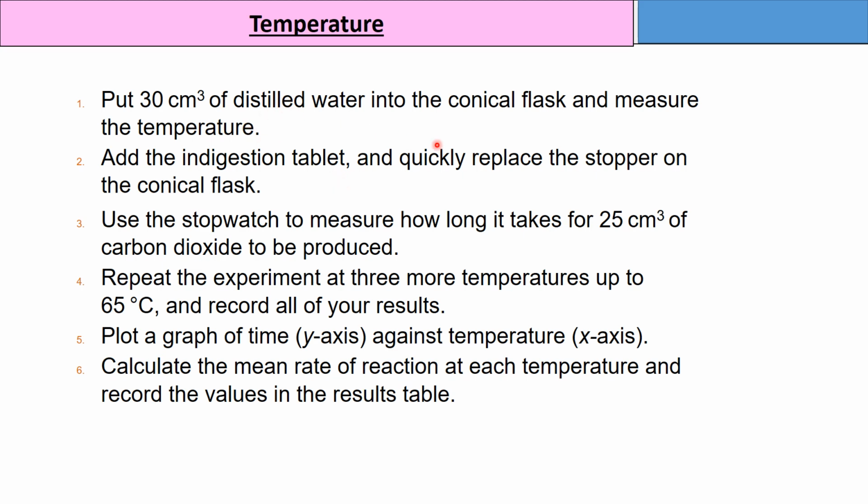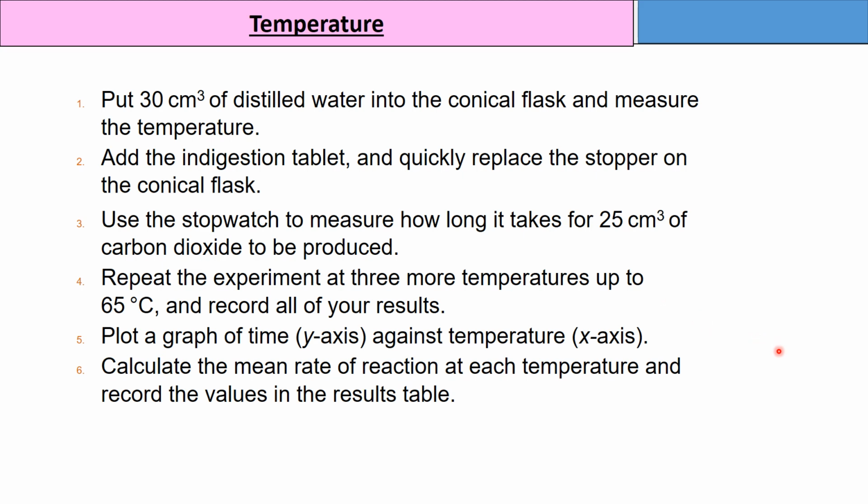So you're putting 30 centimeters cubed of distilled water into the conical flask and measuring the temperature. It should be 20, 30, 40, 50, or 60 degrees, hopefully, which is what my results are in the next slide. We then add the indigestion tablet, replace the stopper on the conical flask, and start the stopwatch. When the glass syringe, which is what's catching the gas, reaches 25 cubic centimeters, I will stop the stopwatch and record my results in a table. I'll then repeat that experiment for the different temperatures in my table.